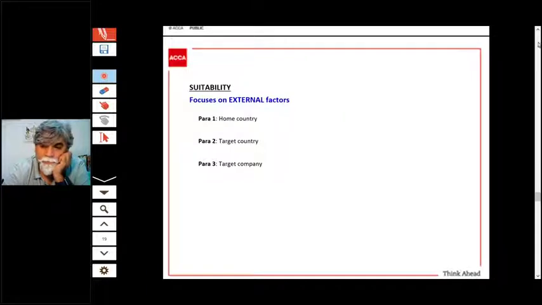Any questions on suitability? I will just go through the questions before I move to the next. Very good.